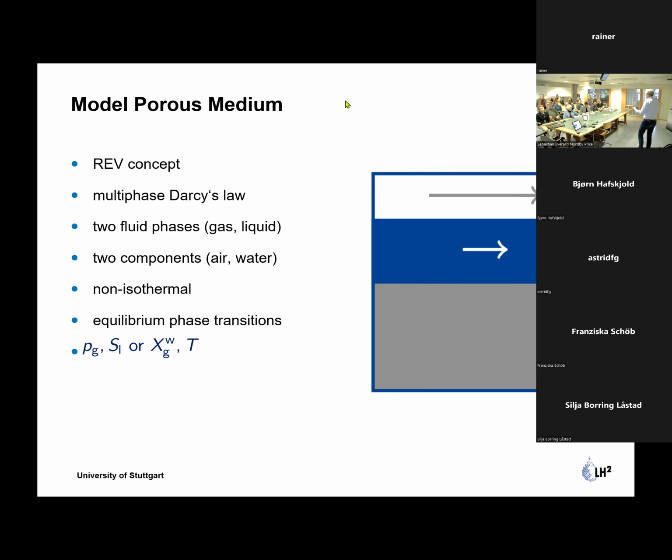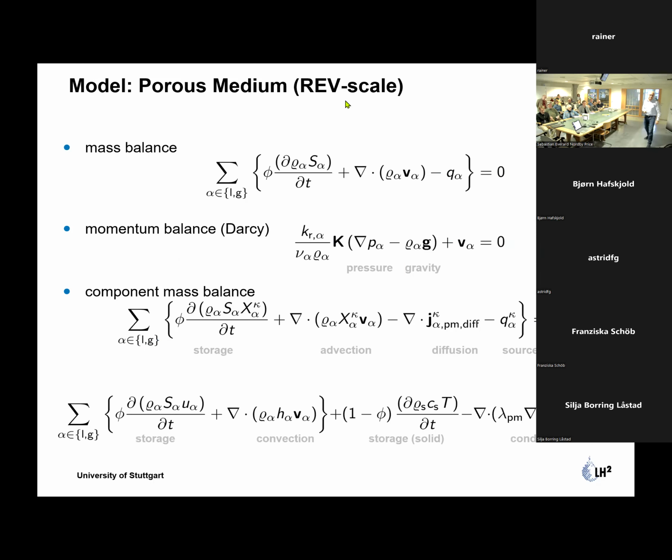If we have higher velocities, Forchheimer, but the classical approaches. That means we have multi-phase flow, Darcy's law, two fluid phases, gas and liquid, two components, air and water, non-isothermal, equilibrium phase transition, and we assume local equilibrium. That means in one Eulerian control volume, we assume that we have one temperature for the solid and the two fluid phases, to try to be as clear as possible.